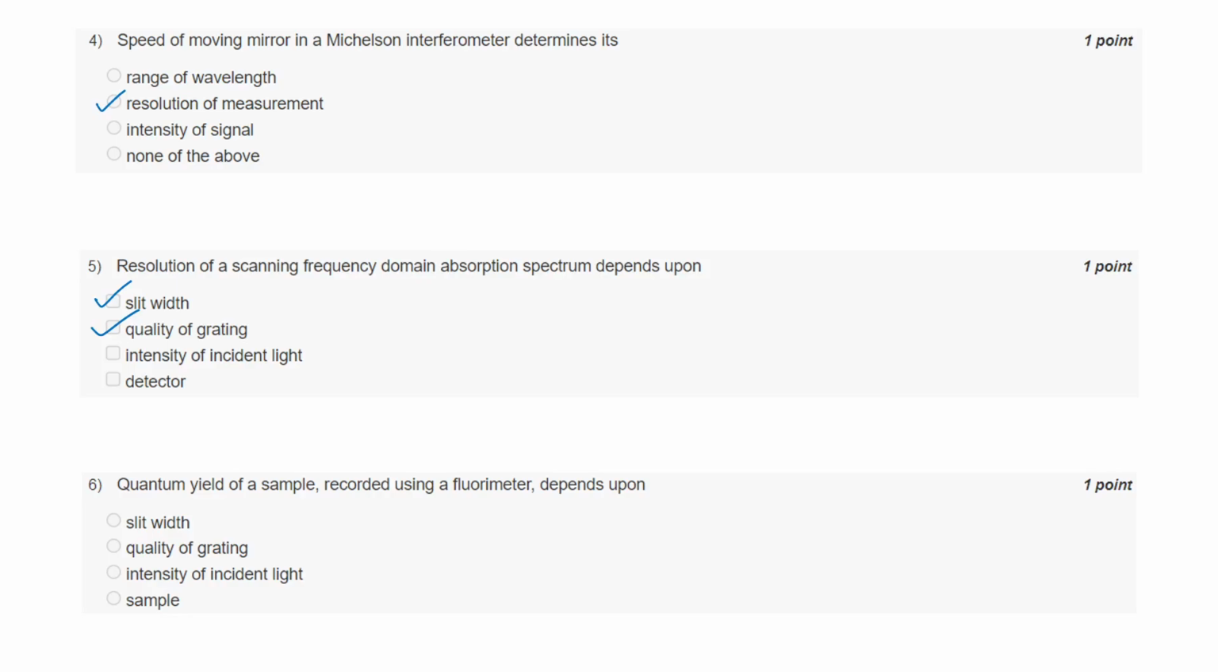But for the detector, how are you defining it? Can you repeat how you think the resolution in the wavelength scale will depend on the detector? In the case of slit width, you are just selecting only one wavelength at a time. By adjusting the slit width, you pass only one wavelength at a time. If you broaden the slit width, then maybe two wavelengths can pass through. That's why you are losing your resolution.